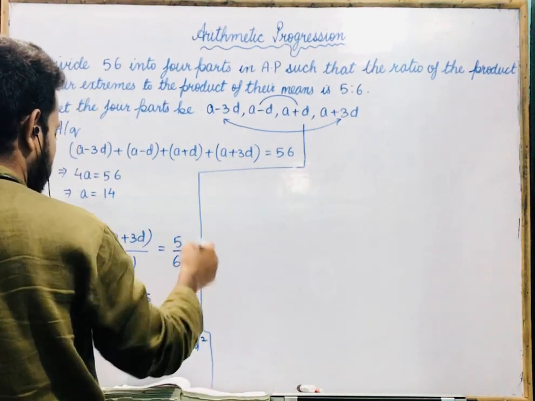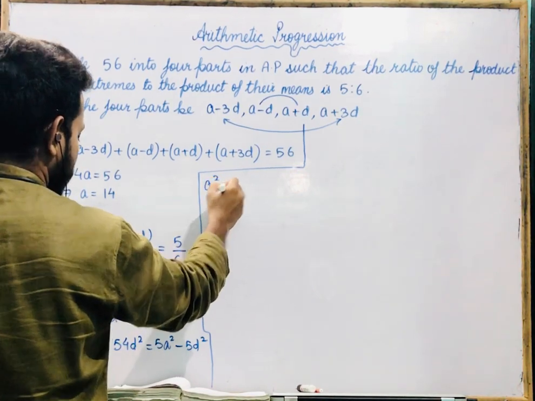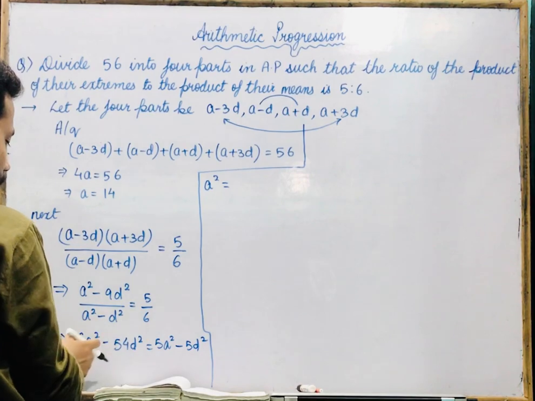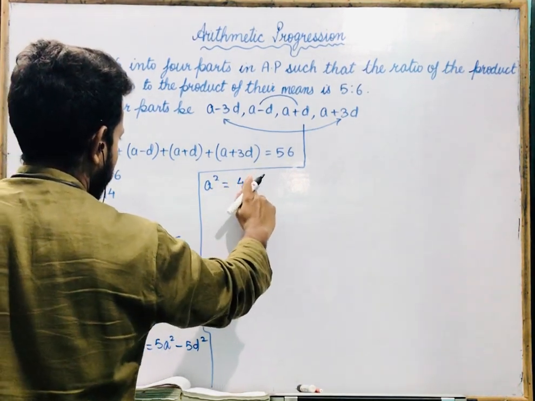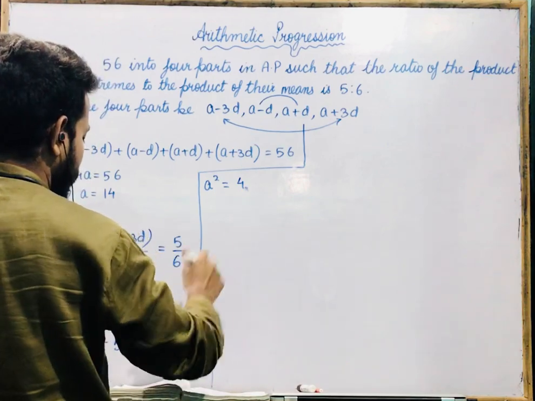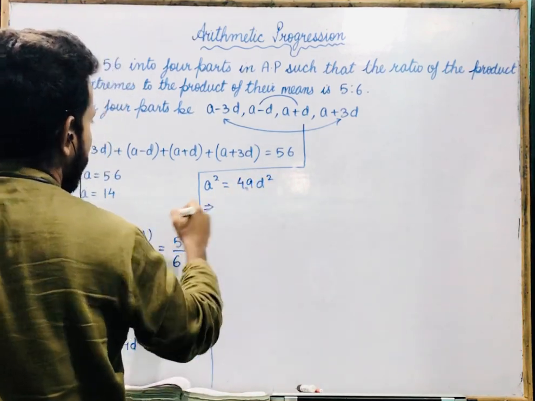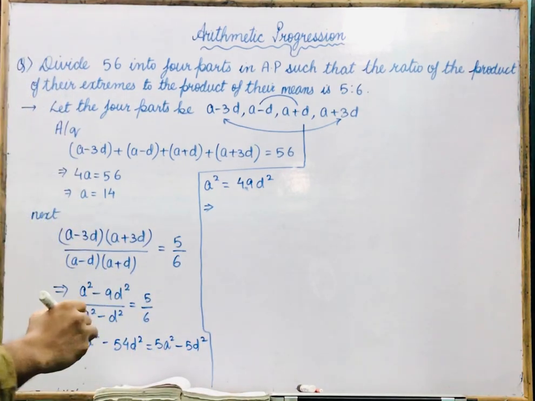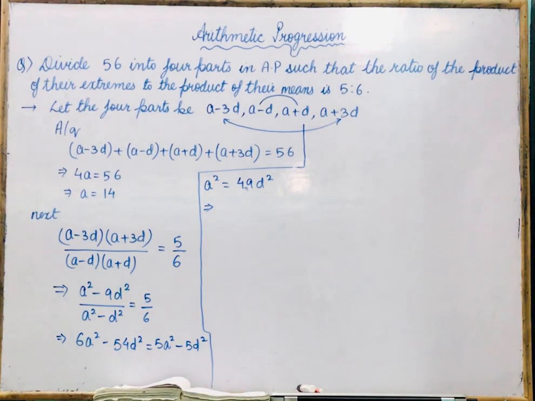It is A square, bring this 5A square this side. So it is A square equals 49D square, if this will go this side. What is the value of A? Tell me. What is the value of A? It is 14.